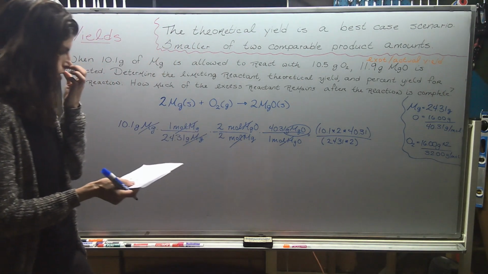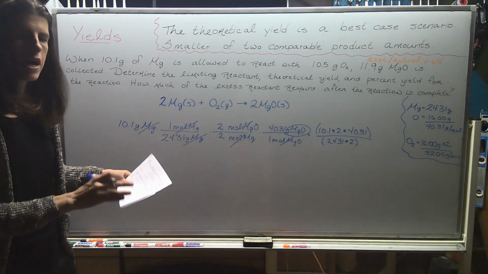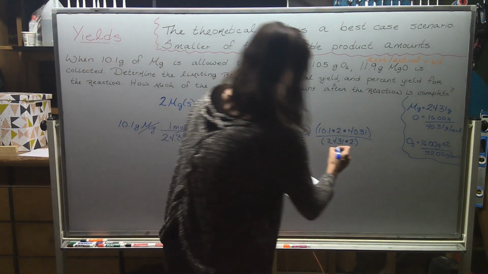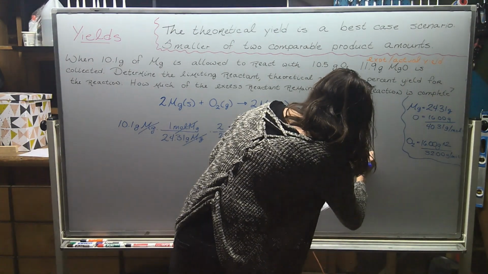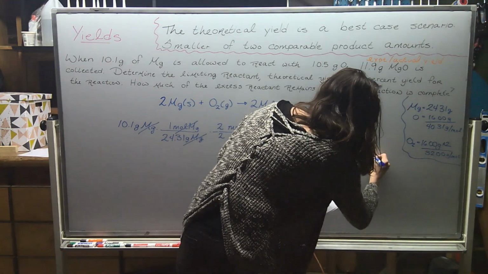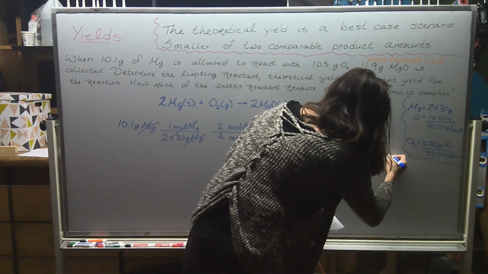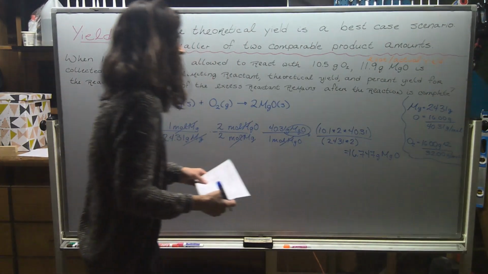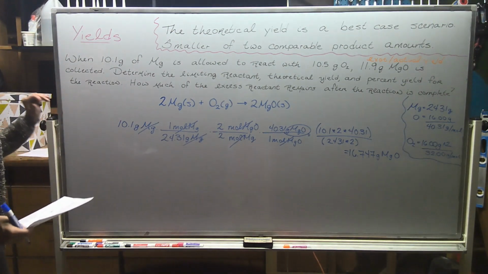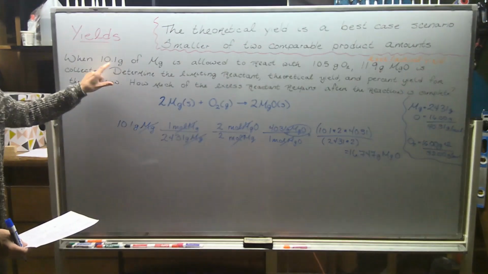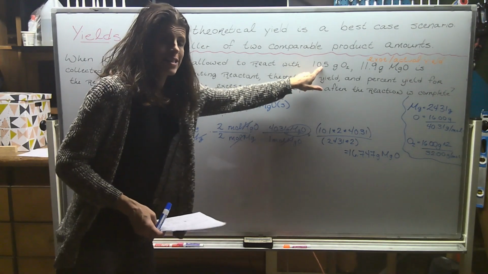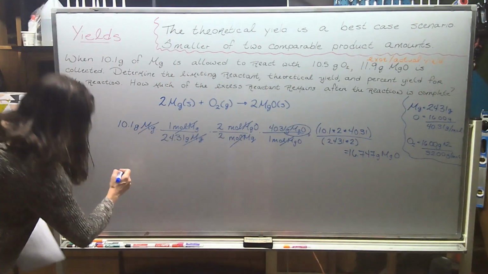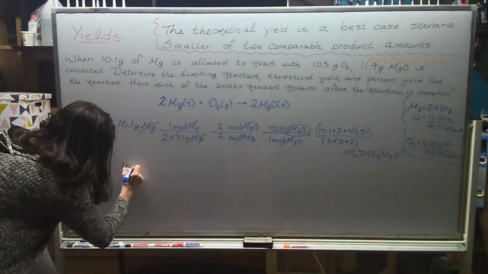So when I did this earlier, I got, now I'm not going to worry about sig figs too much until the end, I got 16.747 grams of magnesium oxide. Alright, so we're analyzing it in terms of one reactant. Now we have to analyze it in terms of that second reactant. So I'm going to repeat a very similar setup for my oxygen gas.